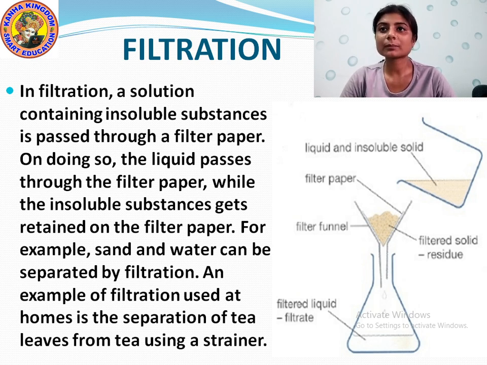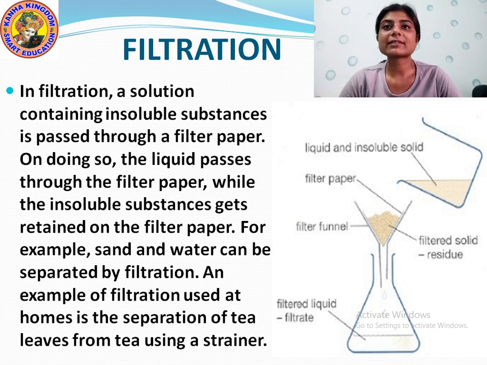Can you see the picture? Liquid and insoluble solids are first mixed. After that, it is filtered in filter paper by using a filter funnel. The filtered solid residue, the leftover part, is left in the filter paper and the clean liquid is poured into the funnel. So this is how you can separate the insoluble substance from a liquid using the process of filtration.